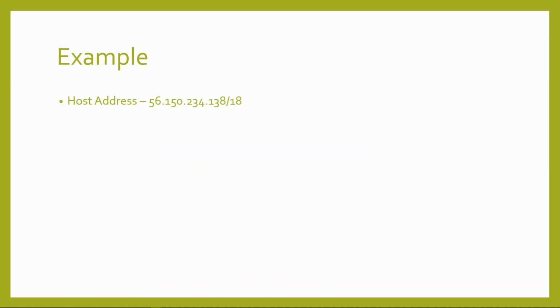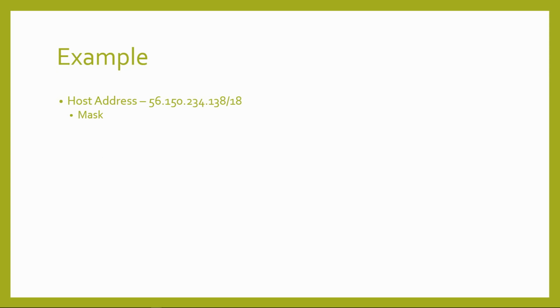So what does all this mean and how do we apply it? Let's take you through an example. We'll start with an IP address of 56.150.234.138, and we're going to do a /18, meaning we're going to have 18 bits for the network. So we'll calculate the mask first.